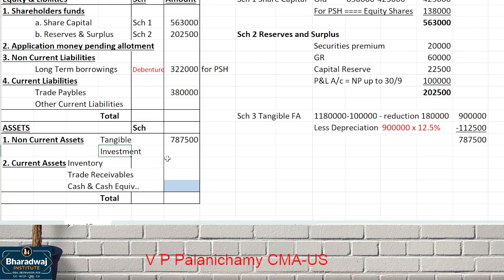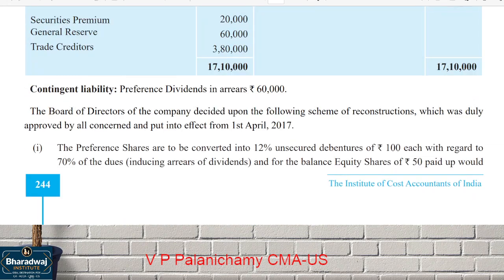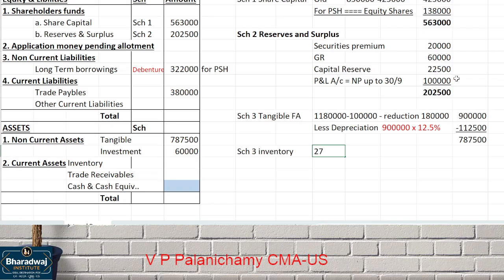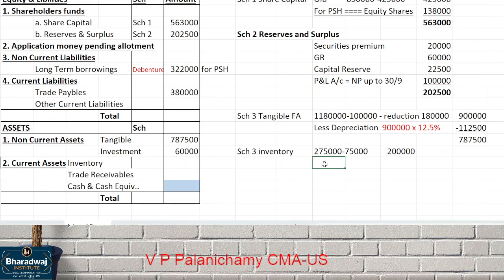Investment will be taken at 60,000. Inventory, what is the old value? Old value 2,75,000, we have written off how much? 75,000, so 2 lakhs. In the last line of the question it is given that there is an increase in inventory by how much? 70,000. Add additional 70,000. Total of 2,70,000 will come.